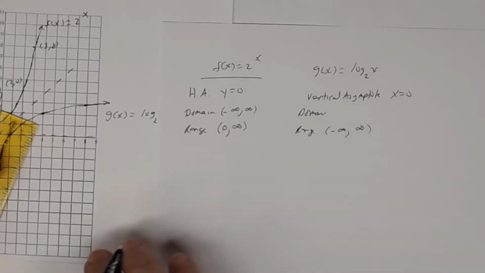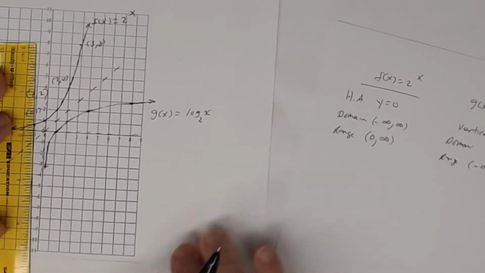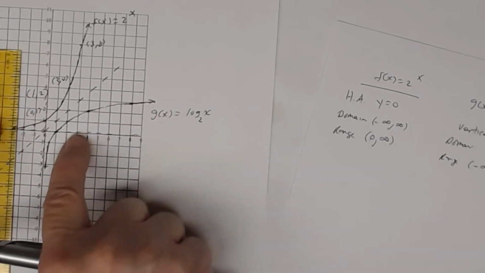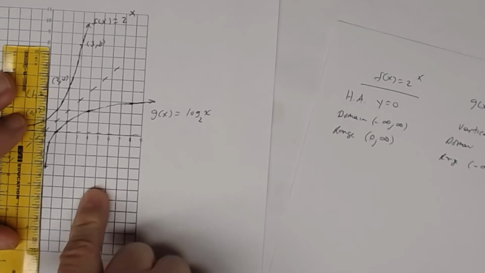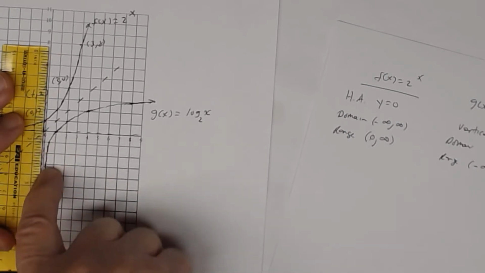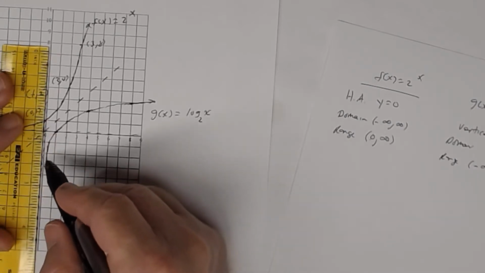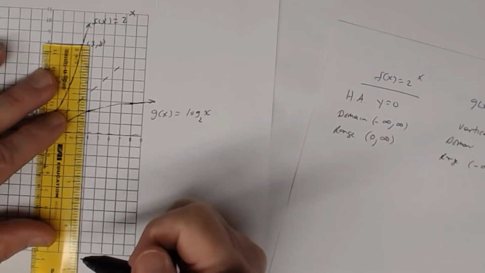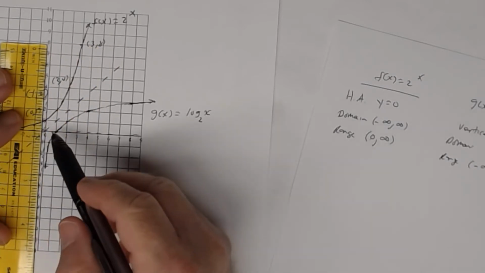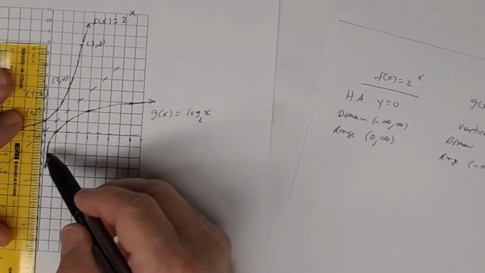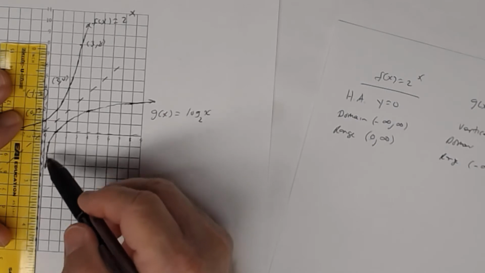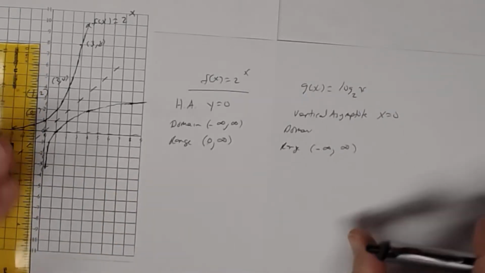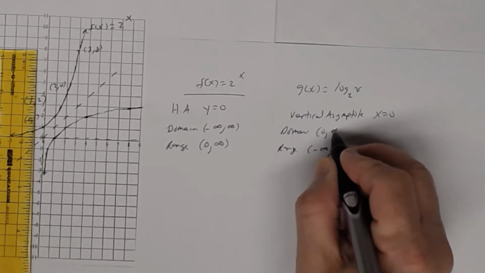My domain, remember the domain is a set of x coordinates. So notice that for this logarithm, I start touching the graph when I go from left to right. I kind of start touching the graph when I get to the y-axis, although I don't touch the graph because it never touches the y-axis, but it goes from 0 all the way to infinity. I have to use parentheses because this graph never touches the y-axis. So the domain will be 0 to infinity.